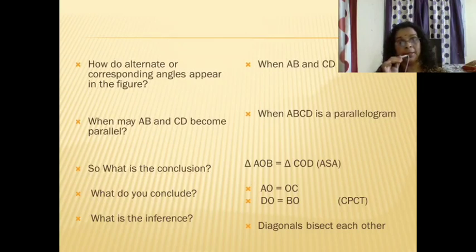Because AB and CD are parallel. Because we start with the problem that in a parallelogram the diagonals bisect each other. So since AB and CD are parallel, two parallel lines cut by a transversal: alternate interior angles are equal, corresponding angles are equal. These properties they have already studied. So when may AB and CD become parallel? Because ABCD is a parallelogram.